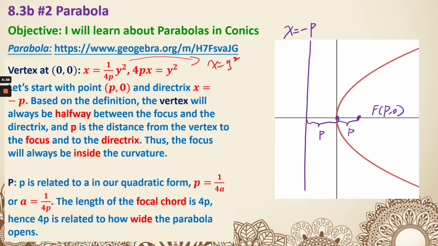The reason we have 4p is because right at this point, if you draw a chord that is perpendicular to the axis, that is called a focal chord. That focal chord length is 4p, basically 2p on each side. That whole thing is 4p, and that's why p is related to 1 over 4a, or a is related to 1 over 4p. Moving on.